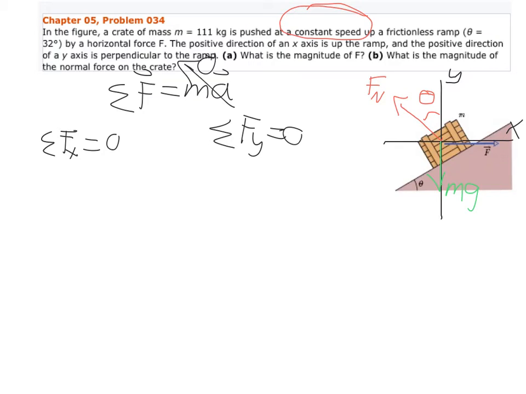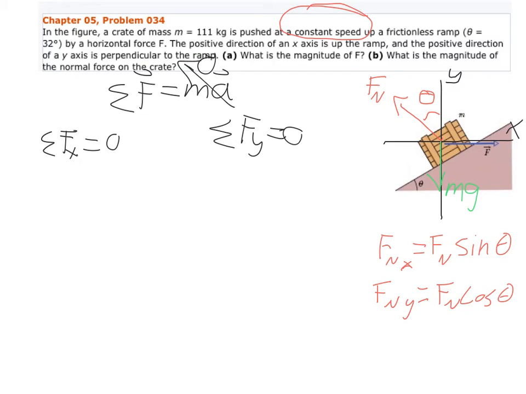Based on my axes, a component of the normal force will be in the x direction. F normal x is just the normal force, multiplied by the sine of our angle theta, since x is the opposite side there. And then the normal force in the y direction is the normal force multiplied by the cosine of that same angle theta. We can use that when we sum our forces.